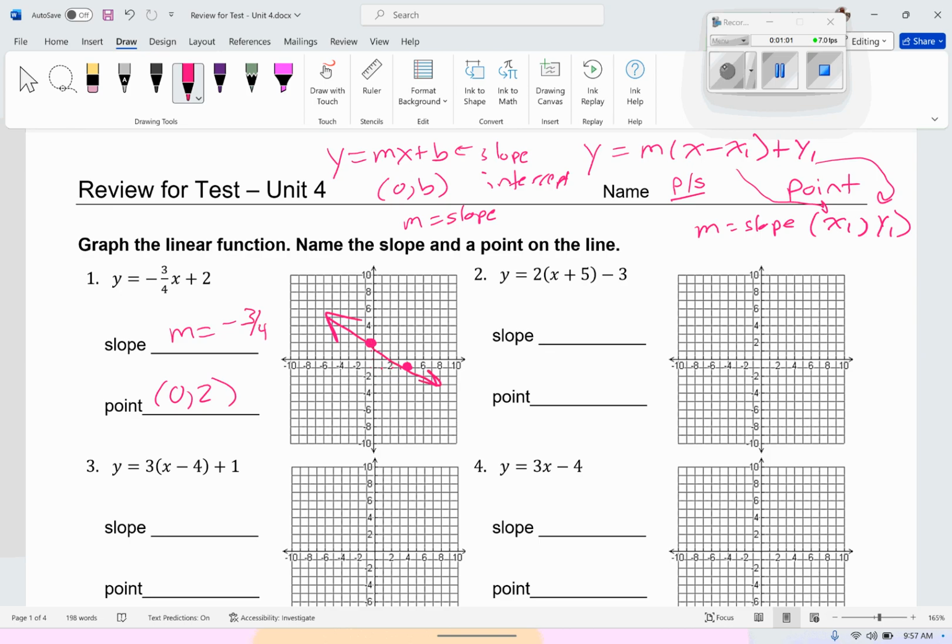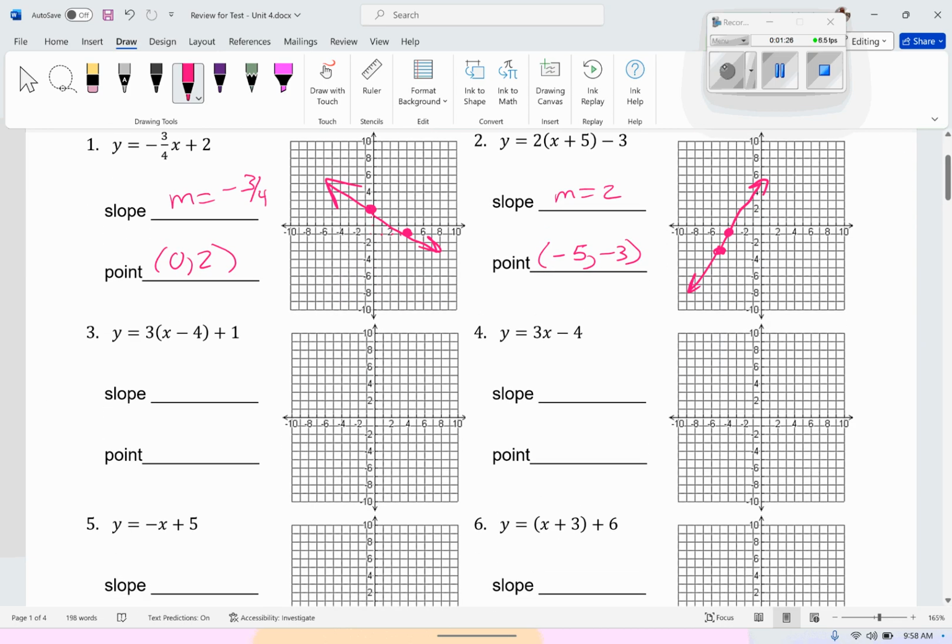This one is in point slope. So the point is going to be the opposite what's inside the parentheses and the same what's outside. And then we're going to have a slope of 2 because that's out front. So plot the point -5, -3 first, which is down here. Then I'm going to go up 2, right 1. And that's how you work that problem.